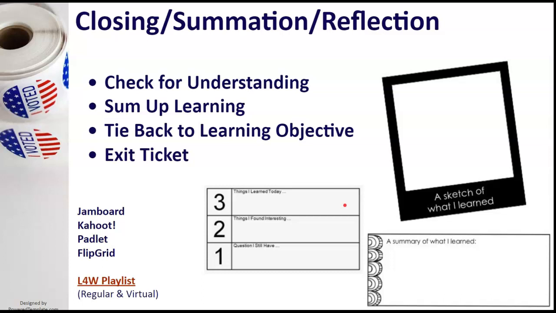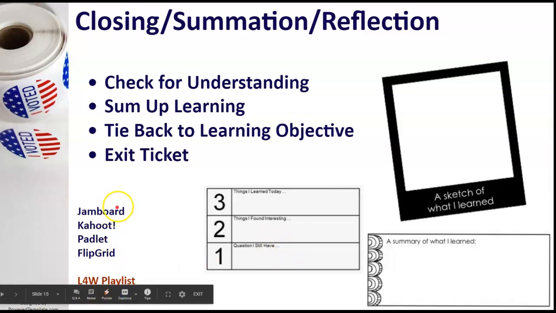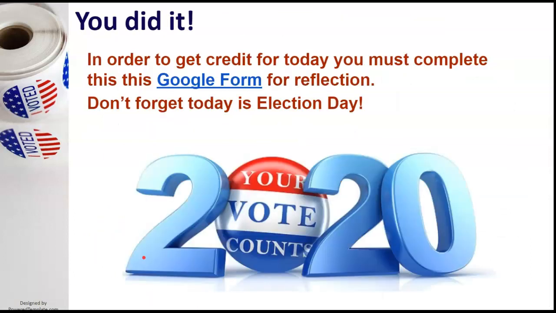In closing, as all good teachers, we want to look at closing our lesson with a check for understanding, a sum up for learning, tying it back to the learning objective, and using our exit tickets. And as you remember, our learning objective is to look at our rights and responsibilities. So we've looked at the history of voting in America from 1776 to the present. And as you think about it, we've got Jamboards, Kahoots, Padlets, Flipgrid. If you click this link, you can go to the social studies playlist. And at Lead Forward, they also have a virtual playlist.